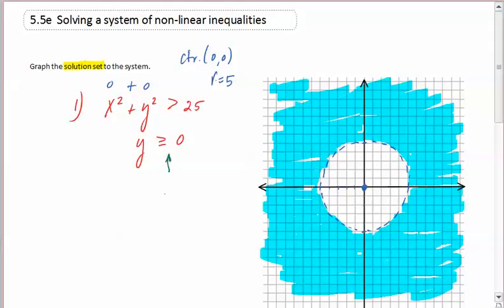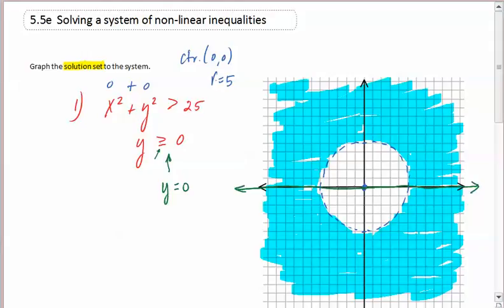Now let's take a look at the next one, and that's just this line right here. This line, I'm going to pretend like that's just an equals in order to get the line on there, and that's y equals 0. Well, any line that has a y only in it is going to be a horizontal line. So it goes through the x-axis because that's where y is 0. And it's a solid line, so I made that solid, because this is greater than or equal to.